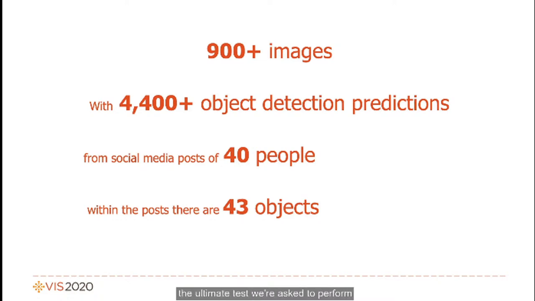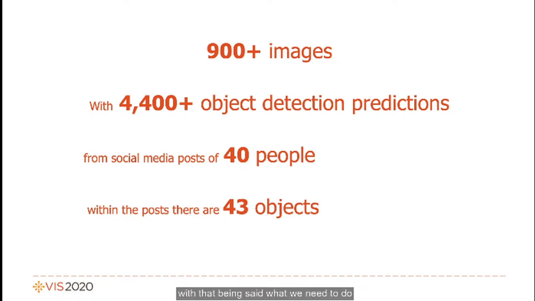The ultimate task we're asked to perform in this challenge is to identify a totemic object that symbolizes the affiliation of a group of 8 people. That's also where the name of the system, TotemFinder, comes from.